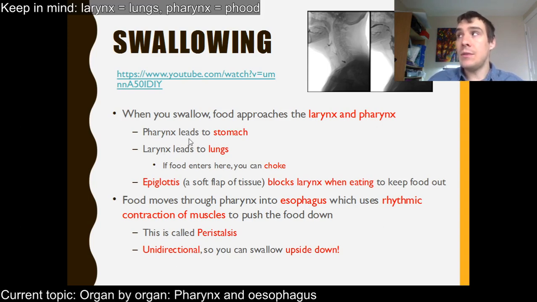There's actually two different paths that the food can go. One leads to your stomach, one leads to your lungs. The pharynx leads to your stomach, the larynx leads to your lungs, and there's a helpful way to remember it. The larynx is the lungs, the pharynx is the food. So, larynx for lungs, pharynx for food. This is why sometimes you swallow and choke, and people say it went down the wrong pipe. It literally went down the wrong pipe.